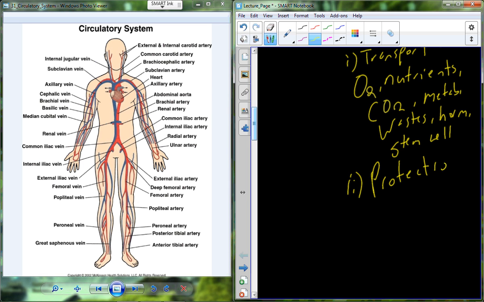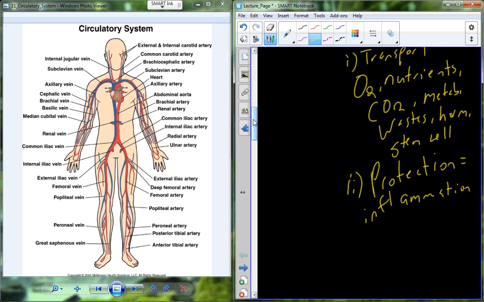The circulatory system is also going to provide protection. The circulatory system is involved in a process known as inflammation, which is a higher level of blood flow to the site of injury or infection.